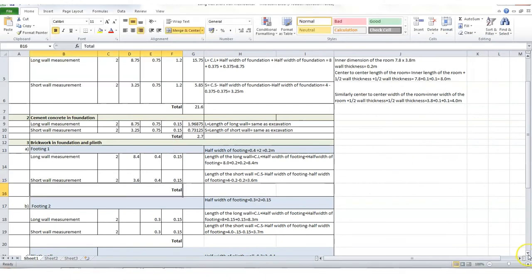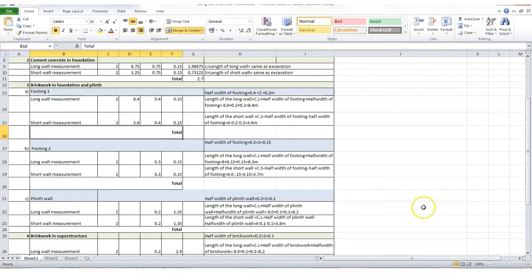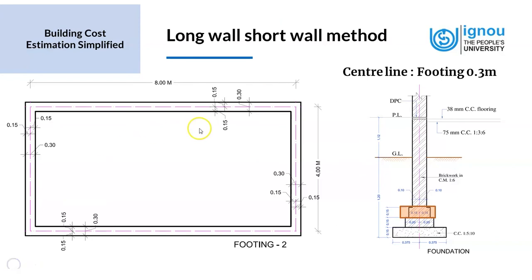Okay. Now move on to the next item, which is footing 2. Now the difference between footing 1 and footing 2 is the width. It's a step footing and it goes on decreasing. In this case, the width of the footing is 0.3 meters. And let's see how we take the long wall, short wall measurement for footing number 2. So we are at the long wall, short wall measurement of footing number 2, which is 0.3 meters, which is this footing that we're talking about.